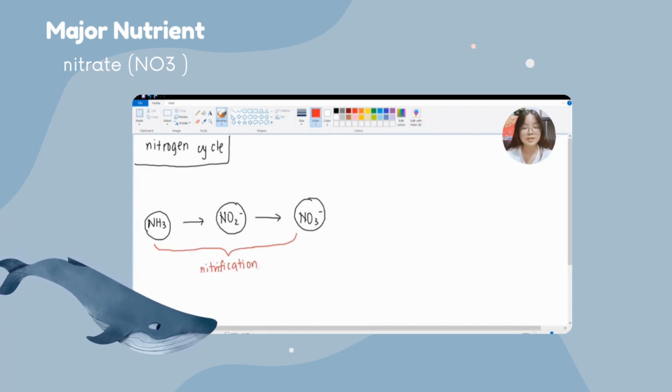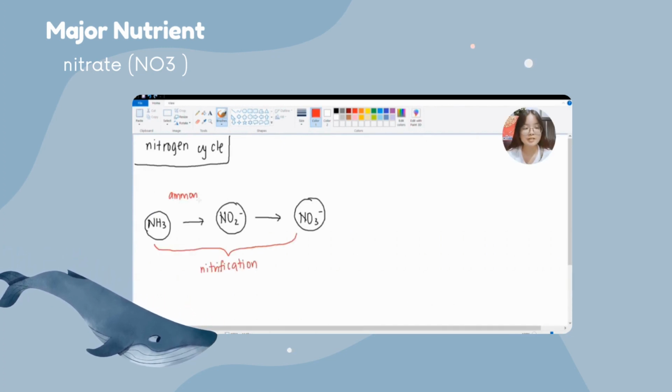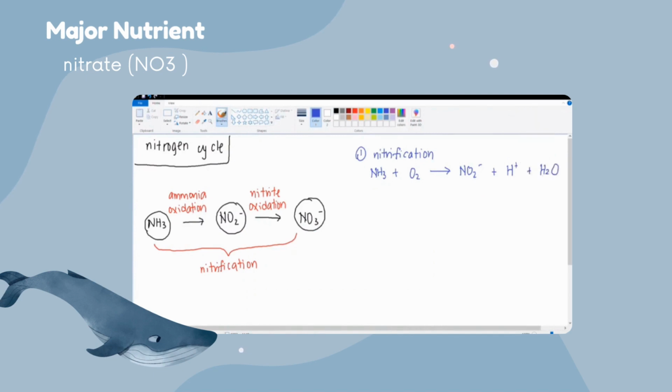Nitrogen cycle starts with nitrification. Nitrification involves ammonia oxidation and nitrite oxidation. In this process, ammonia gas reacts with oxygen to produce nitrite ion, hydrogen ion, and water. Nitrite ion will further oxidize into nitrate ion.